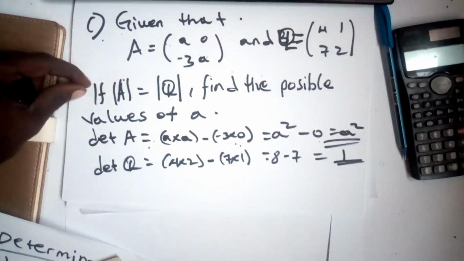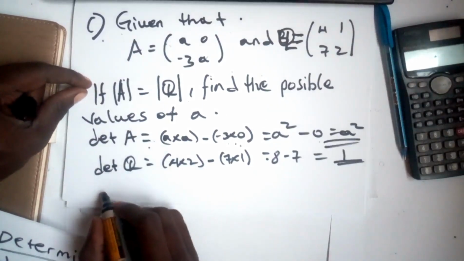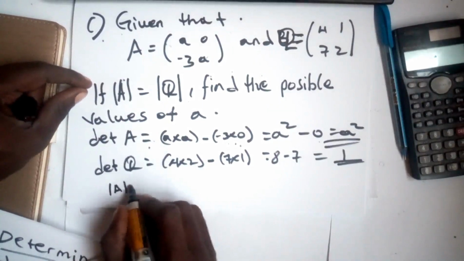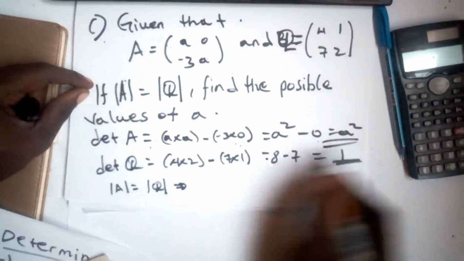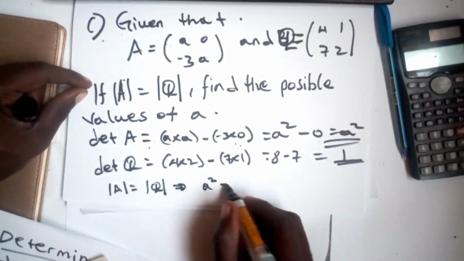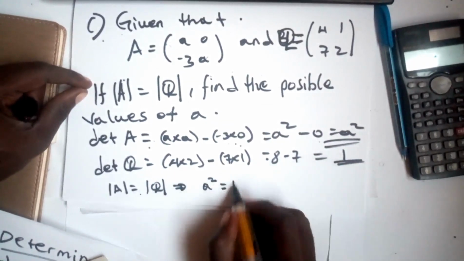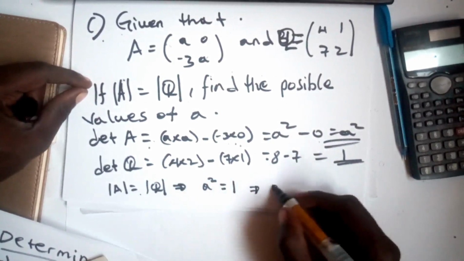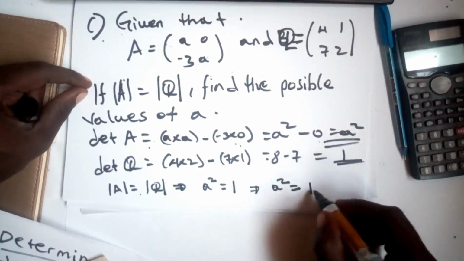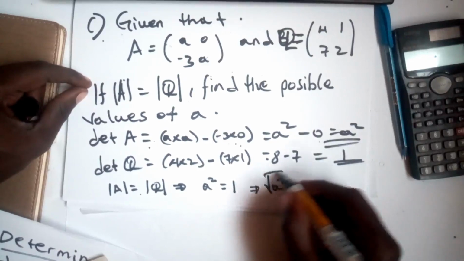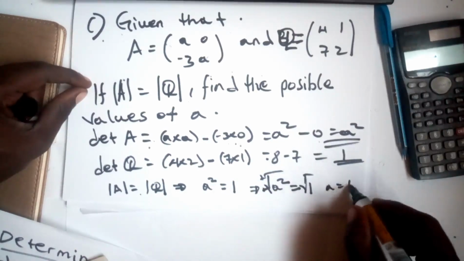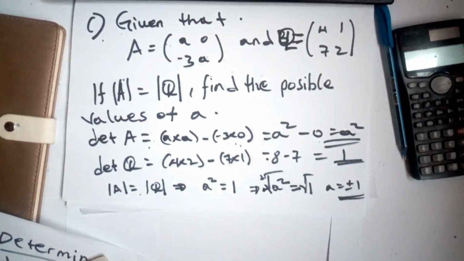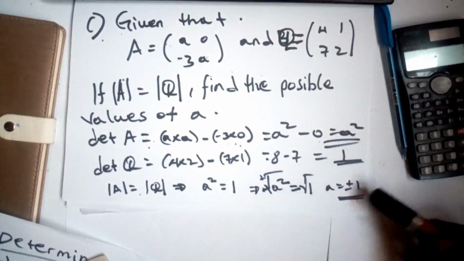But the question continues to give us more information that the determinant of A is equal to the determinant of Q, implying that if the determinant of matrix A is A squared, it should be equal to the determinant of matrix Q, which is 1. Then from here, I can say A squared is equal to 1. Then I can get the root, meaning that A is going to be plus or minus 1. So the possible values of A are either positive 1 or negative 1.